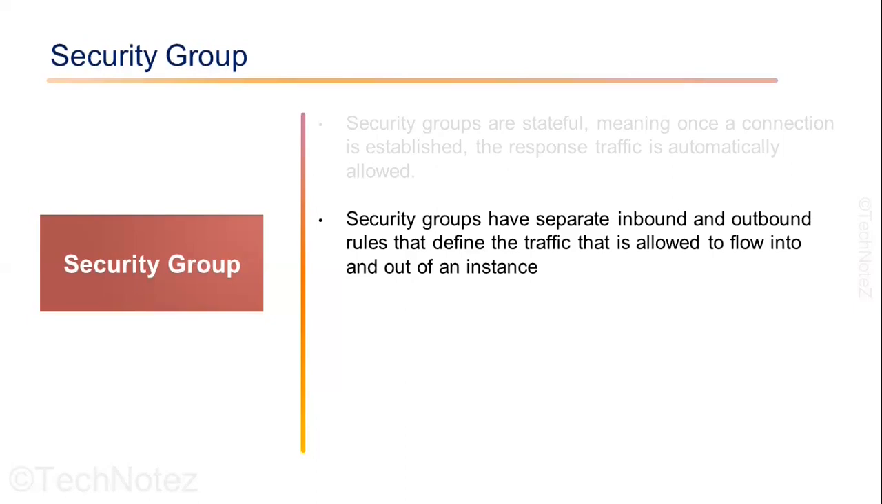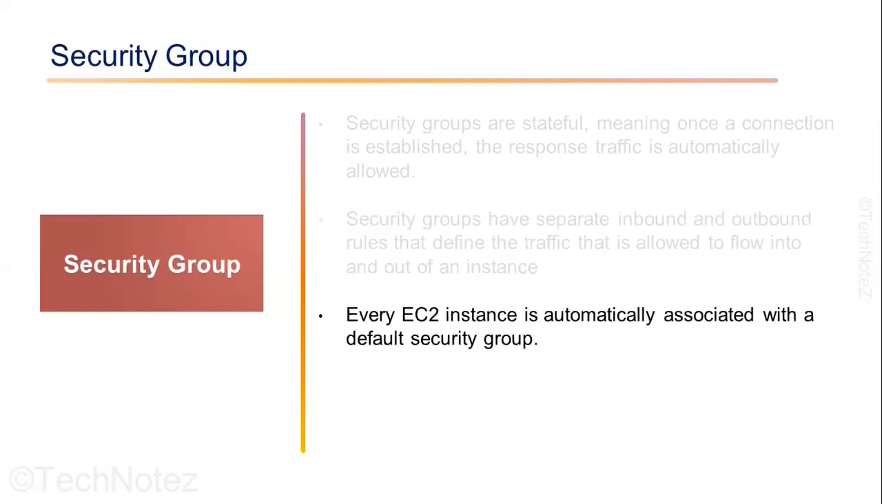Rules can be specified for specific IP addresses, a range of IP addresses, or a security group, and the rules can be based on protocols such as TCP, UDP, or ICMP and on port numbers. Every EC2 instance is automatically associated with the default security group. It's recommended to create a custom security group with more restrictive rules.